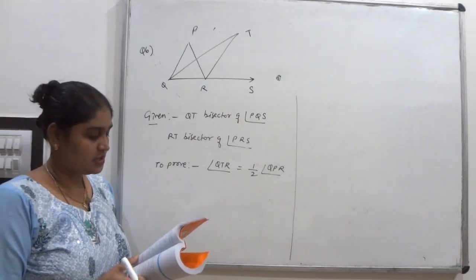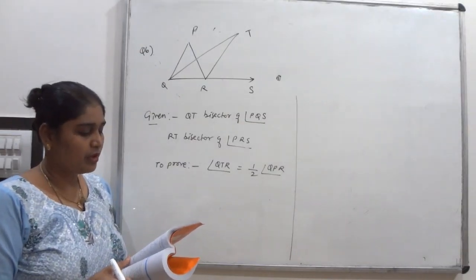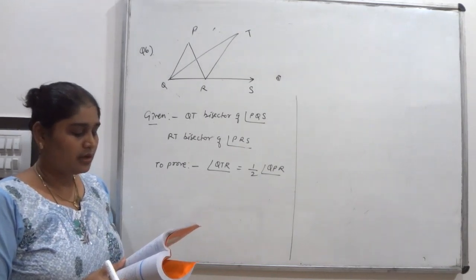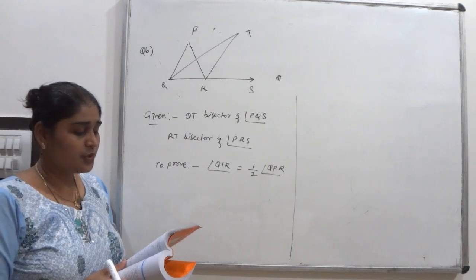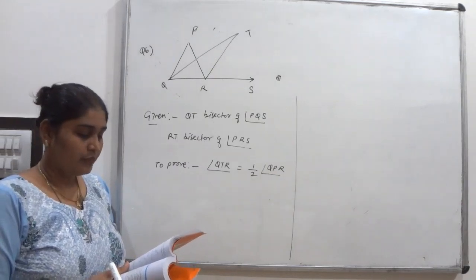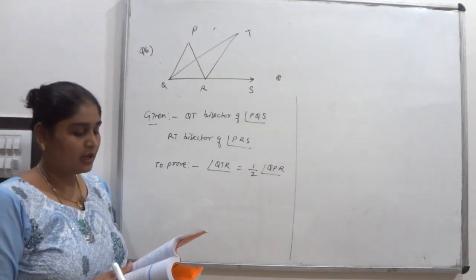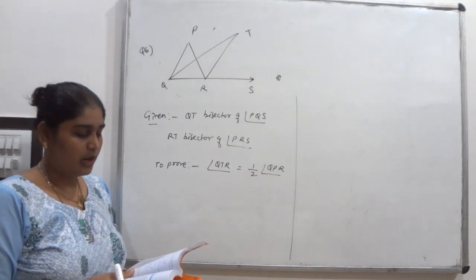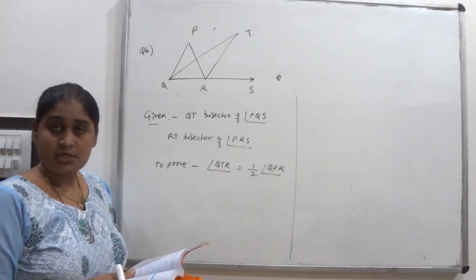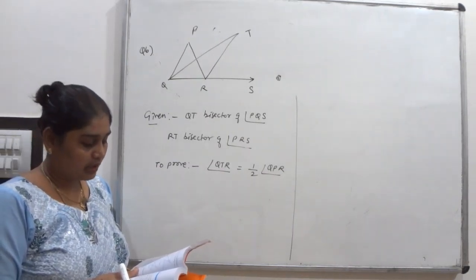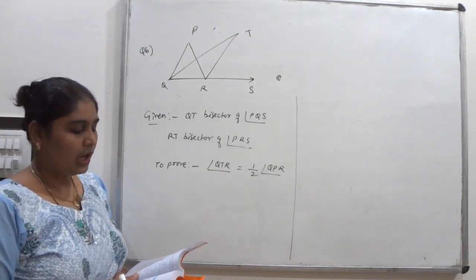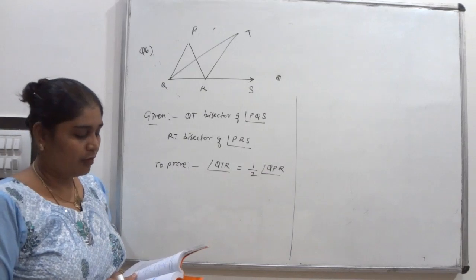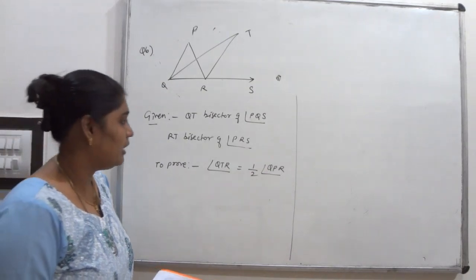Question number 6. In figure 6.44, the side QR of a triangle PQR is produced to a point S. If the bisectors of angle PQR and angle PRS meet at a point T, then prove that angle QTR is equal to half of angle QPR.